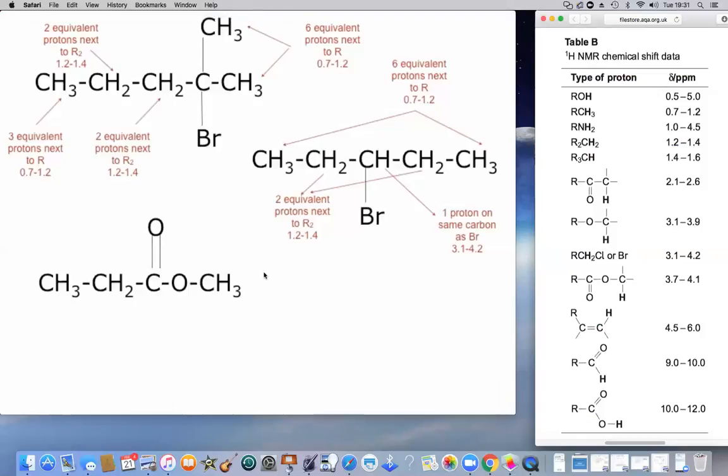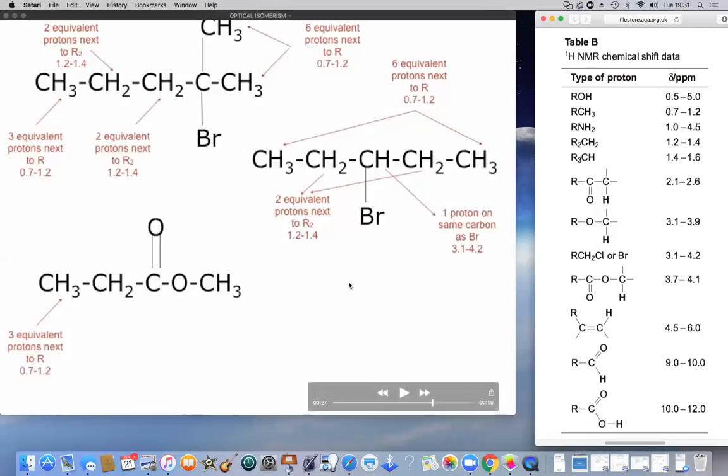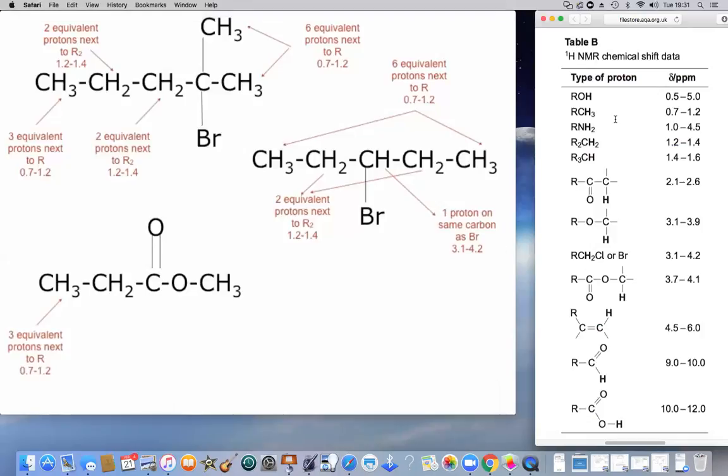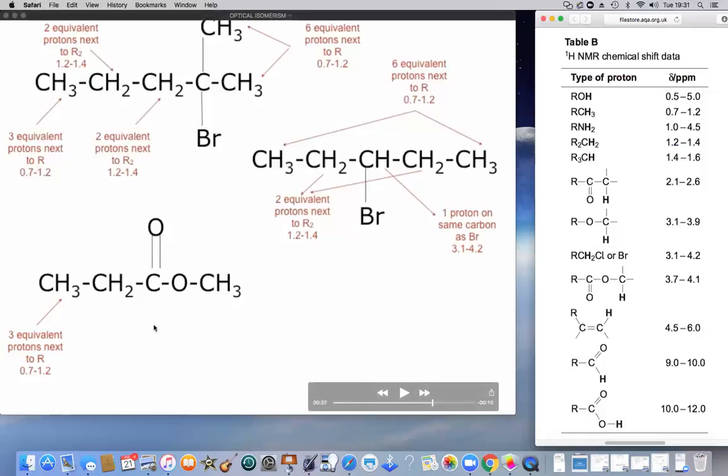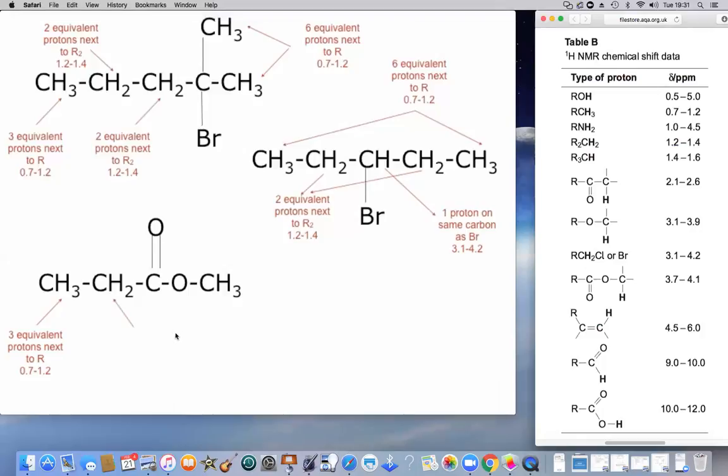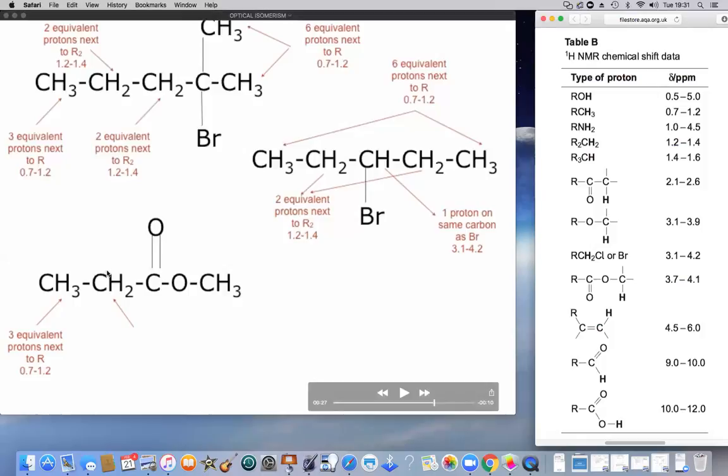Okay, so let's have a look at the ester then. So we have our protons at the end of the molecule, part of the methyl group. And yeah, sure enough, again, they are attached to a CH2. The CH2 is classed as an R, so they'll be in the range 0.7 to 1.2. Look at the ones next door though. So these are protons attached to carbon, which has got a CH3 one side, so that'd be classed as an R group, but the other side, we have our carbonyl group.